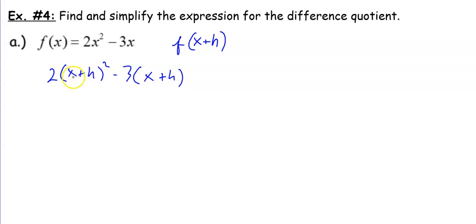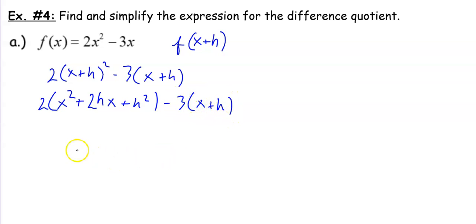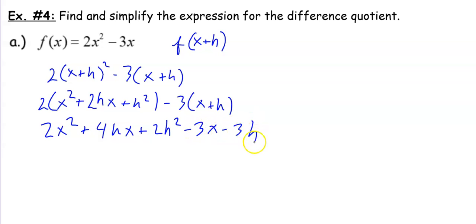Remember, x plus h squared means x plus h times x plus h. So we're going to do 2 times: x times x is x squared. x times h is hx. h times x is hx again, so that's going to give me 2hx. h times h is h squared. And we're going to subtract 3 times x plus h. So let's distribute: 2x squared plus 4hx plus 2h squared minus 3x minus 3h.